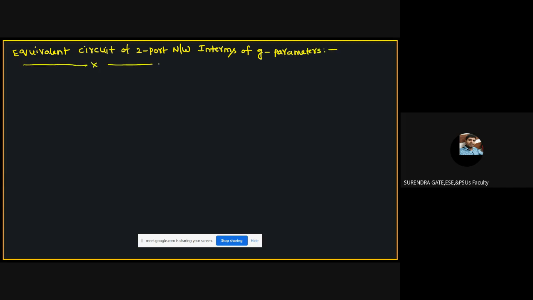Then what is the equivalent circuit of a two-port network in terms of G parameters? Yes, exactly the inverse, the reverse of that H parameters equivalent circuit.